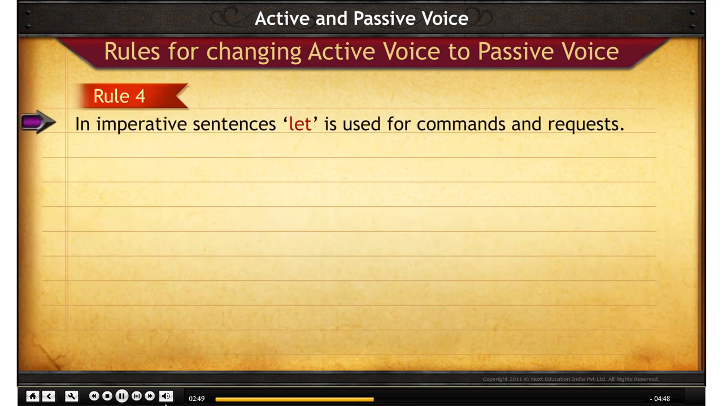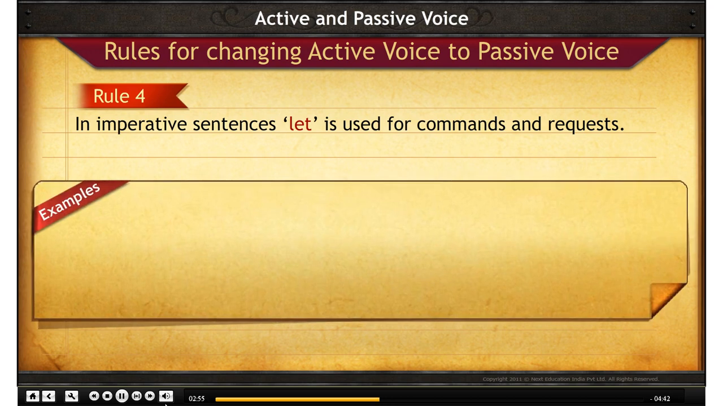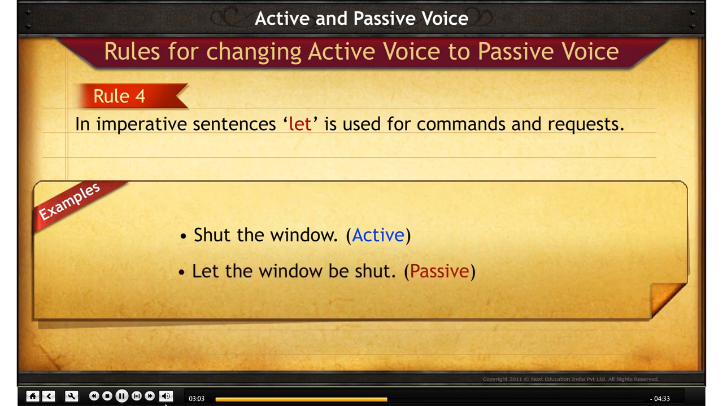In imperative sentences, let is used for commands and requests. For example, shut the window. It can be expressed in passive form as, let the window be shut.